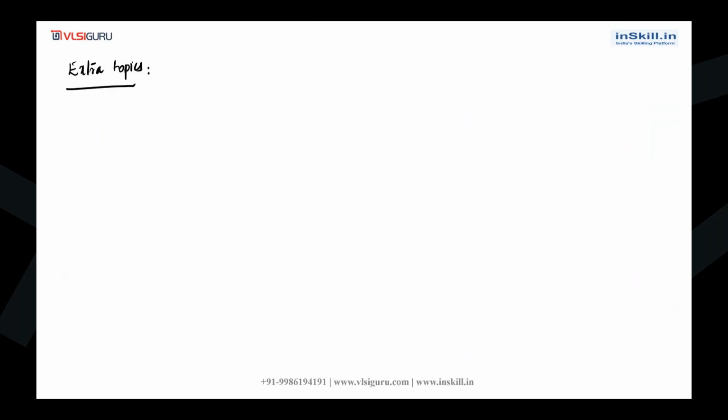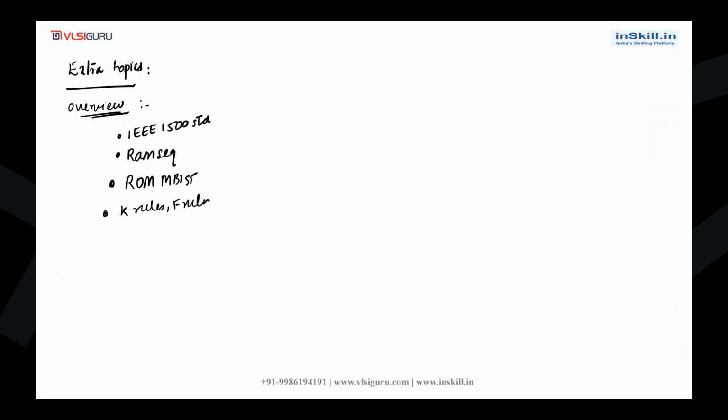So we'll be going in detail. These extra topics, I will be giving you an overview about them. One is the IEEE 1500 standard, and then RAM sequential, and then ROM MBIST, and then K rules, F rules, and logic BIST. All these things I'll give you an overview.